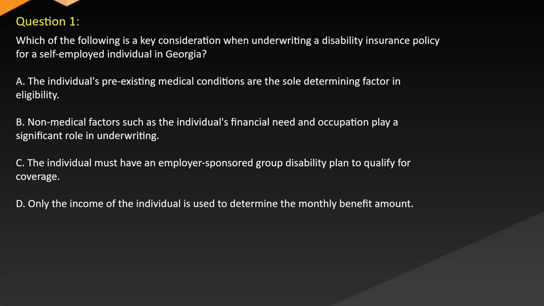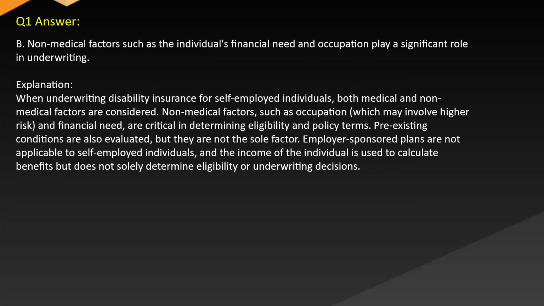C. The individual must have an employer-sponsored group disability plan to qualify for coverage. D. Only the income of the individual is used to determine the monthly benefit amount. Answer: B. Non-medical factors such as the individual's financial need and occupation play a significant role in underwriting.